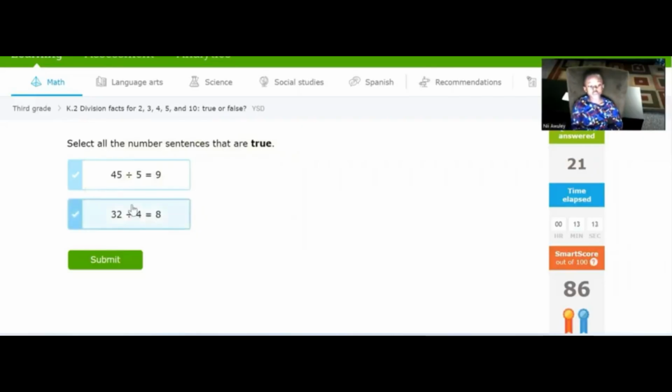Select all the number sentences that are true. 45 divided by 5 is 9.